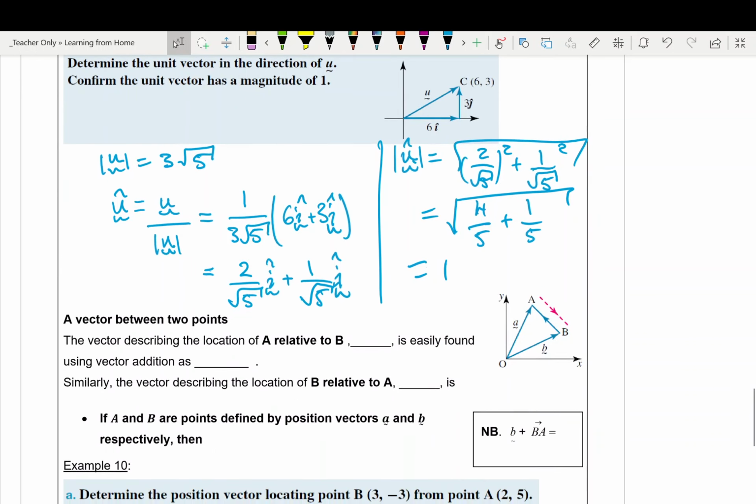The vector describing the location of A relative to B, written as AB, is easily found using vector addition. So if we want to get from B to A, we have to go negative the direction of B, positive the direction of A. So this is going to be A take B.